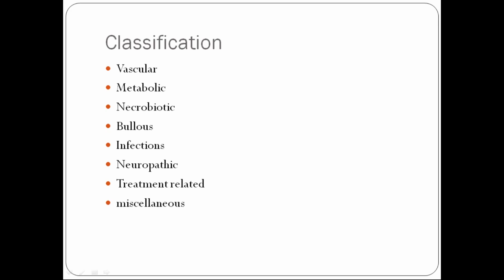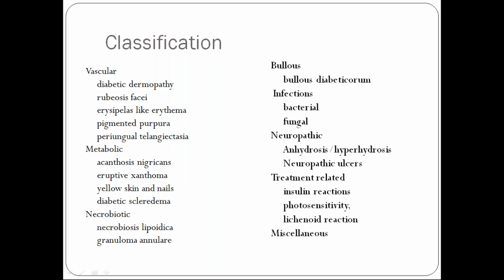And coming to the classification of the manifestations. We have vascular manifestations, metabolic, necrobiotic, bullous, infections, also neuropathic manifestations, and also treatment-related conditions, and also miscellaneous. So what are the vascular changes we see? There will be diabetic dermatopathy and rubeosis faciei, erysipelas-like erythema, pigmented purpura, and also periungual telangiectasia.